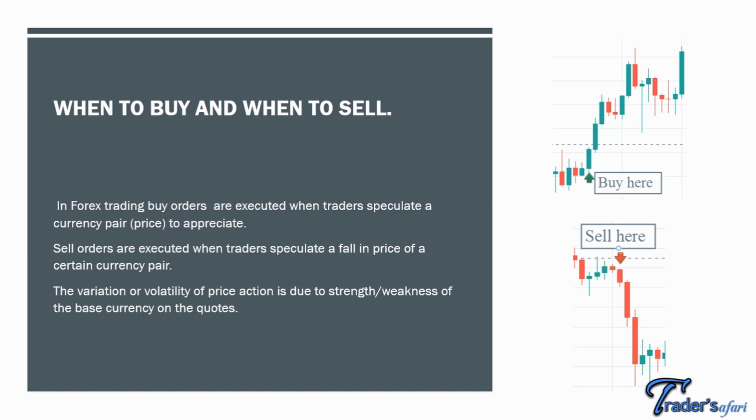Okay, the variation or volatility of the price is due to strength or weakness of the base currency in the quotes. Volatility is something else I'll teach you in the coming videos, but for today you should just know that the direction of the market depends on the strength or weakness of the base currency.